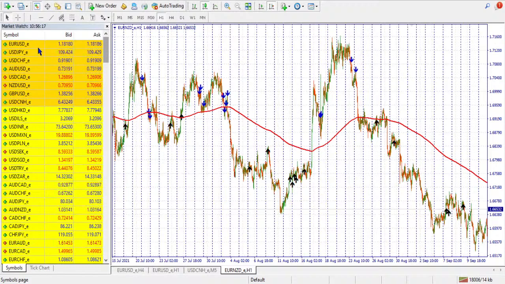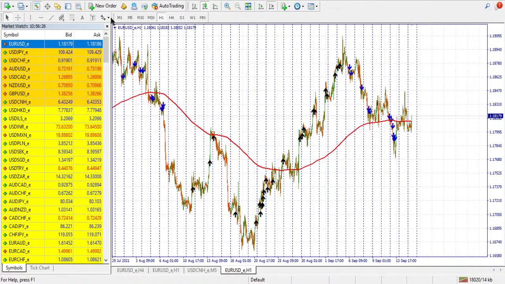So I start off with the EUR/USD here. As I said yesterday, the indicator I'm having on my screen is just a custom indicator. You may not have it already in MT4.